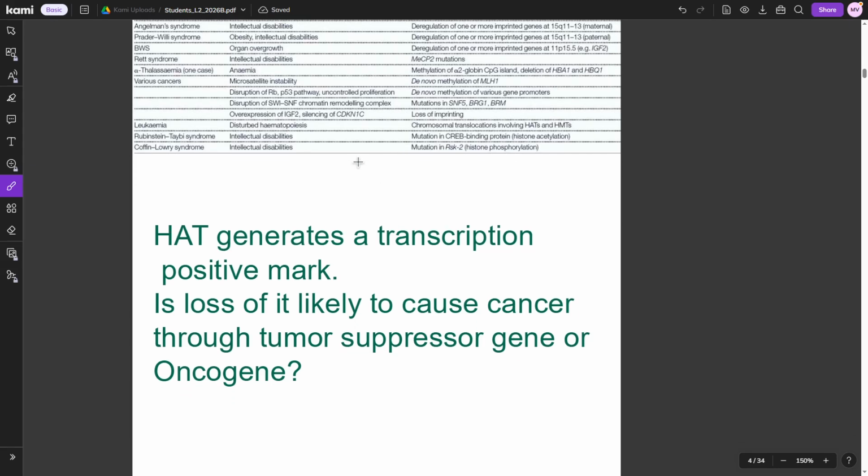So I think what they're trying to get at here is a HAT generates a positive transcription mark, meaning it promotes transcription. So if you lose it, is it going to cause cancer through a tumor suppressor or an oncogene? I would say it's probably going to be through a tumor suppressor here, because if this promotes transcription and you get rid of it, you get rid of transcription of a tumor suppressor. You're not going to suppress the tumor anymore, and therefore it's going to blow out of proportion and divide uncontrollably. So that would be my logic for that.